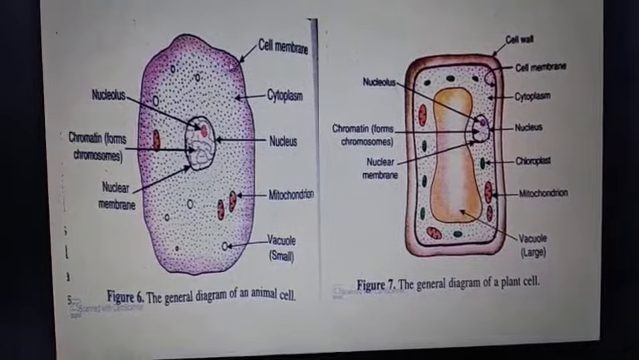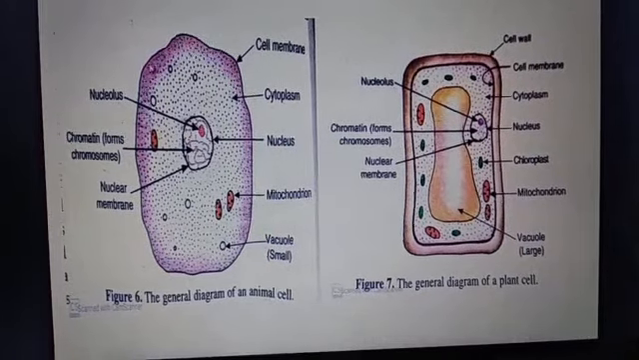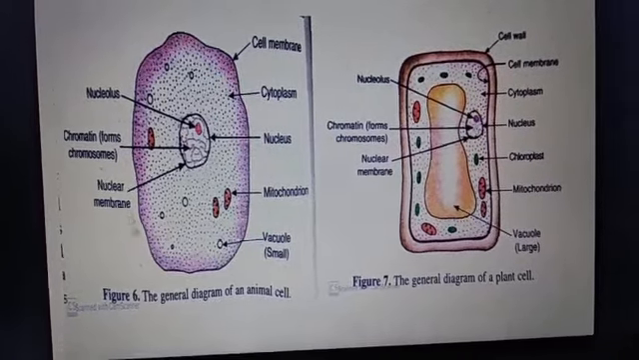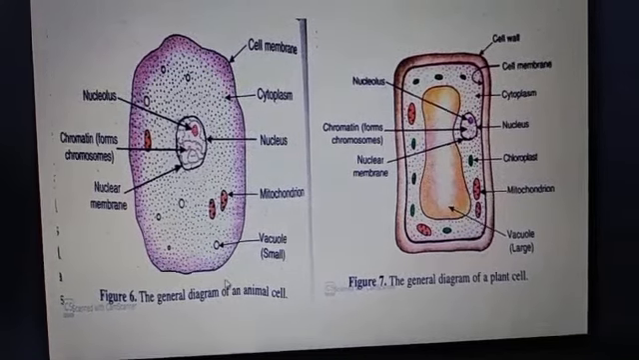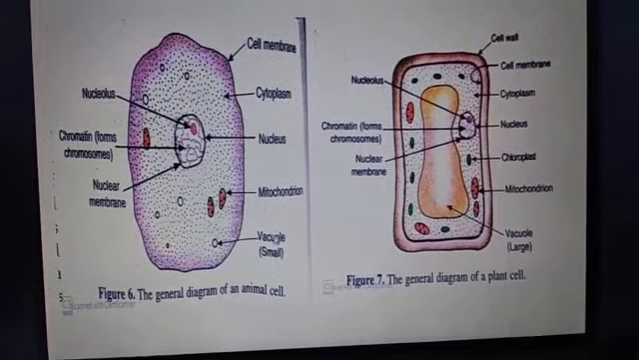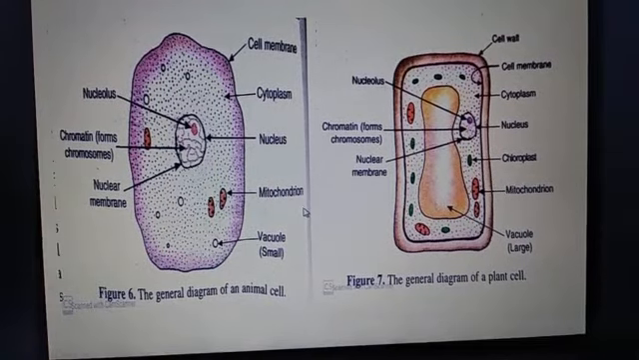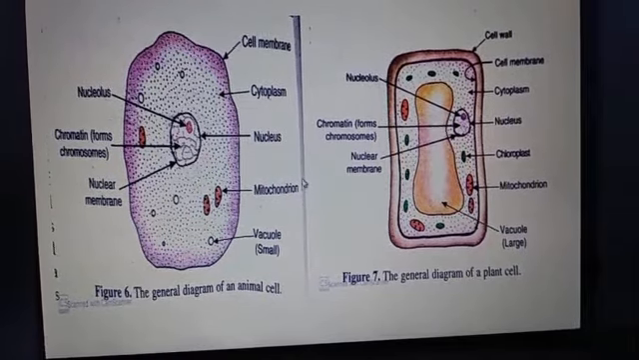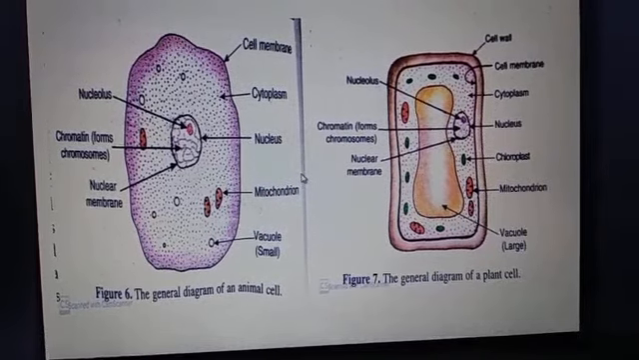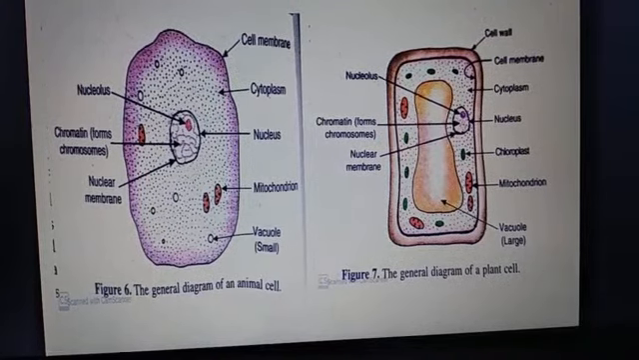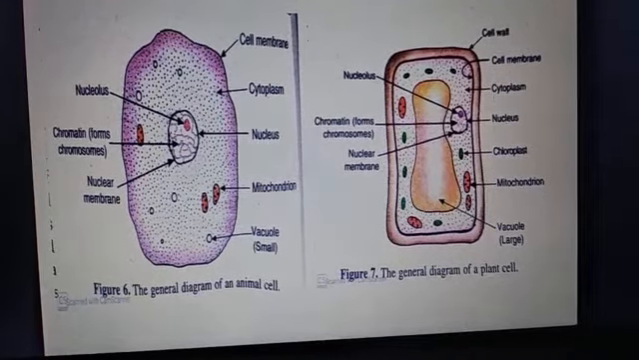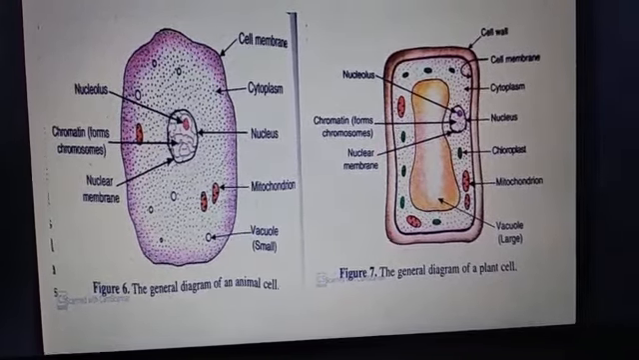Cell membrane is also known as plasma membrane. This membrane controls the entry and exit of substances as per the requirements of the cell. For example, as the human beings respire, that is, take in oxygen and give out carbon dioxide, similarly, the cells also exchange gases through their cell membrane.